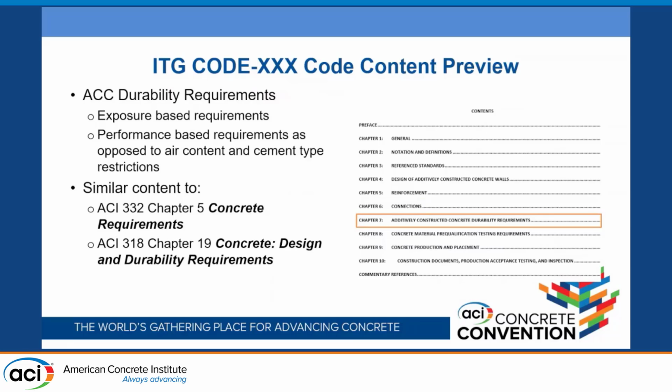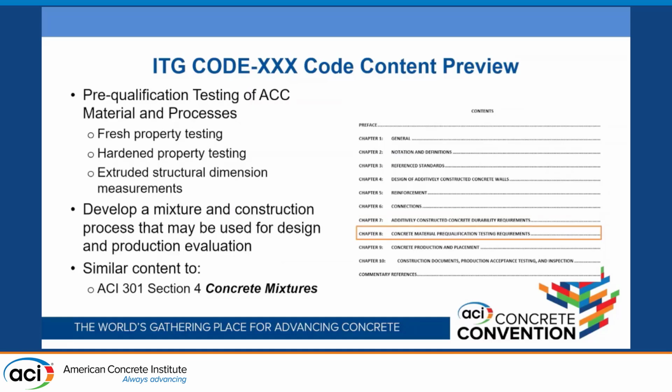Chapter 7 is the durability requirements chapter. So a lot of this is performance-based due to the innovative materials and just having proprietary materials that are coming from different startup companies that aren't quite ready to follow a prescriptive specification. This is going to be similar to ACI 332's Chapter 5 and 318's Chapter 19.